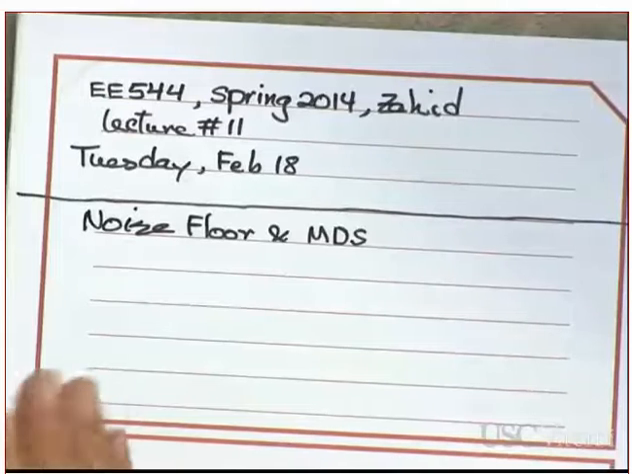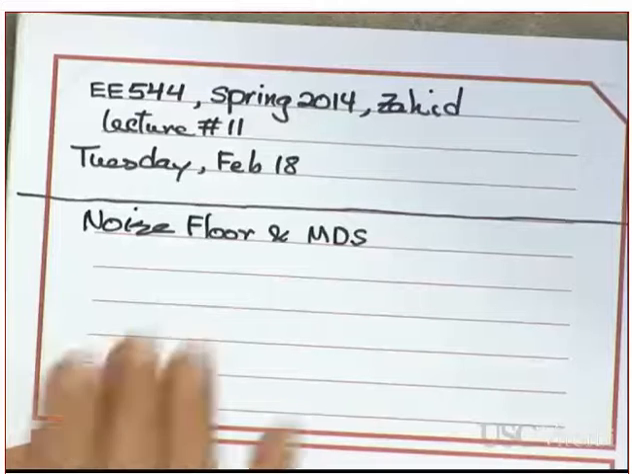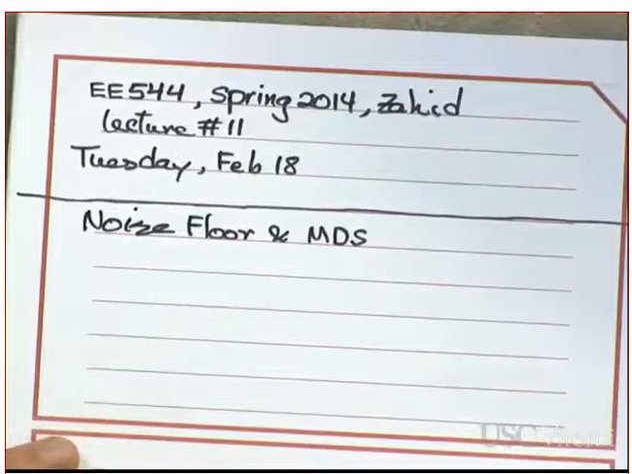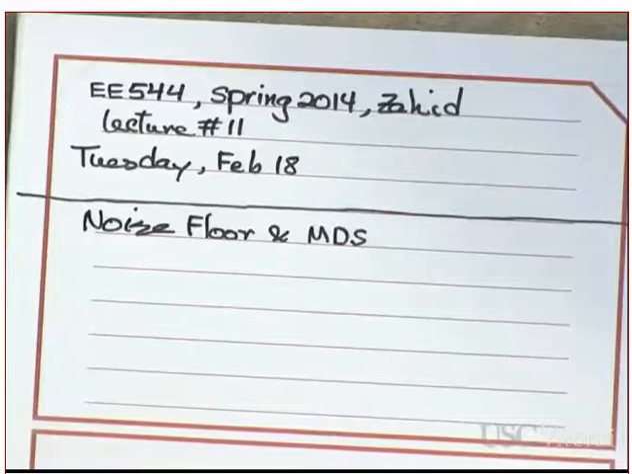Remember, MDS is a measure of how weak the signal can be detected. The weakest signal that can be detected. Clear? Remember, dynamic range is a range from what? The highest power that can be processed minus the lowest power. Are you following me or not?